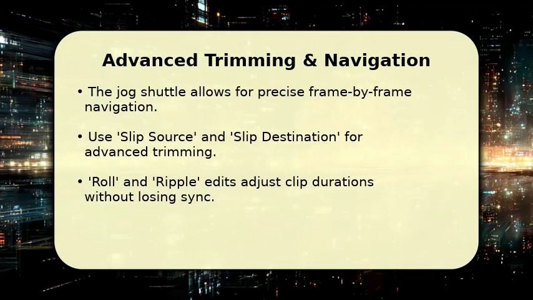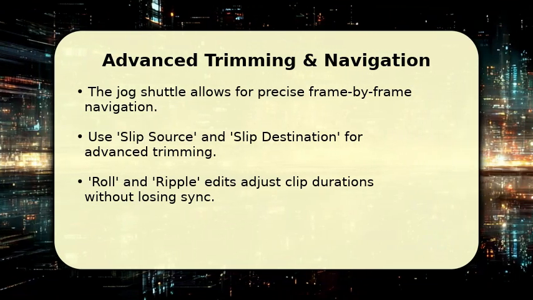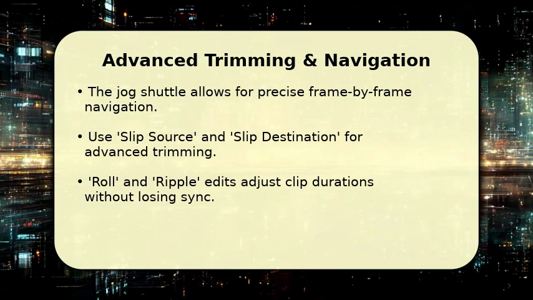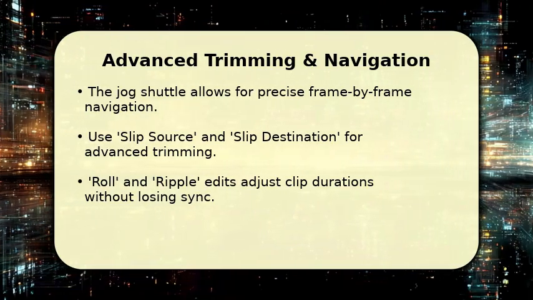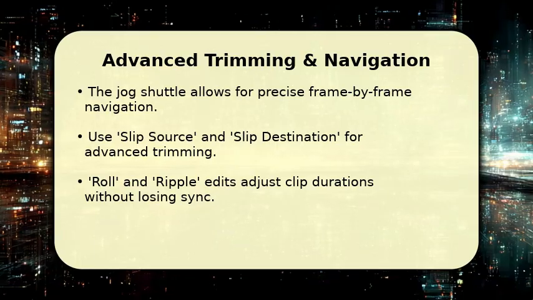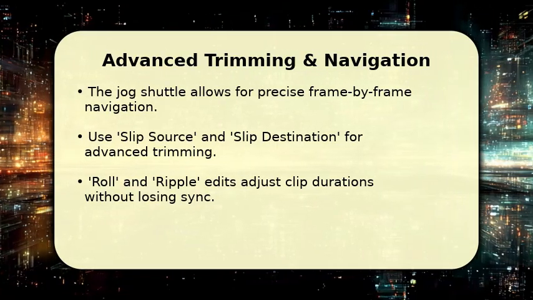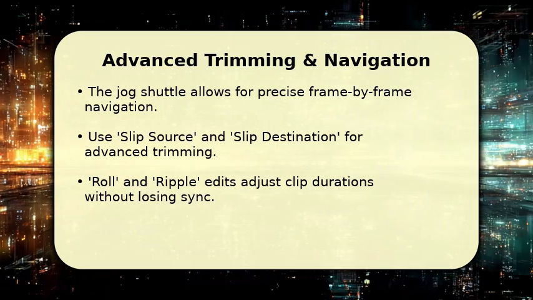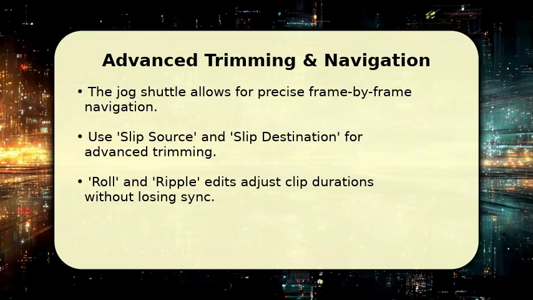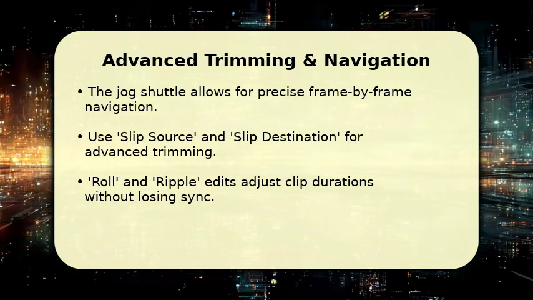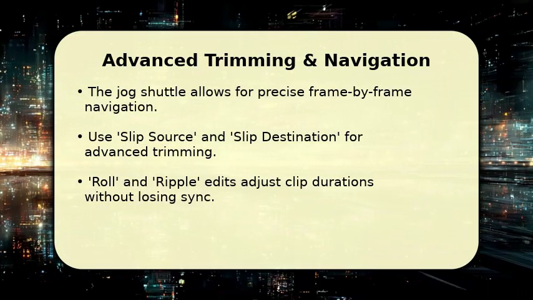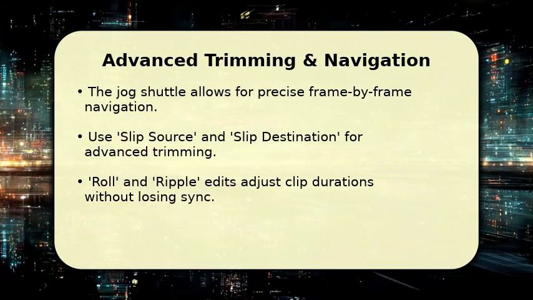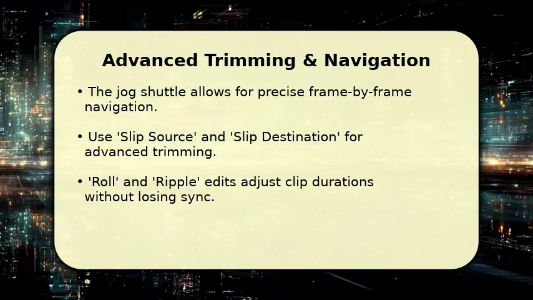Now, let's master advanced trimming and navigation. The large jog shuttle is your key to precise control, allowing you to scrub through footage frame by frame or at variable speeds. Utilize slip source and slip destination to adjust a clip's content within its existing duration. For dynamic timeline adjustments, roll and ripple edits let you modify clip lengths while maintaining sync across your entire project, boosting your editing speed by several factors.